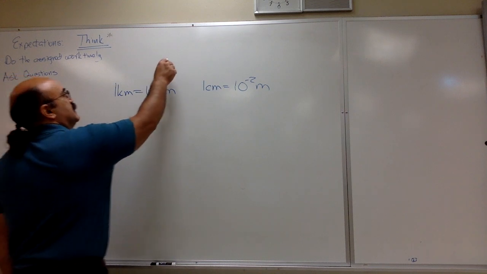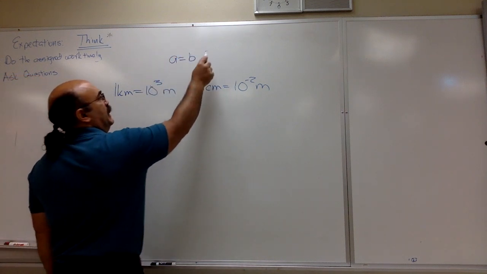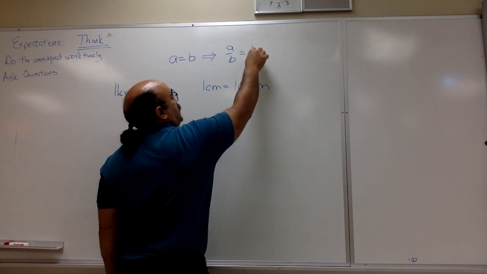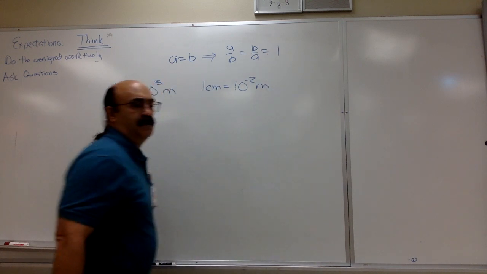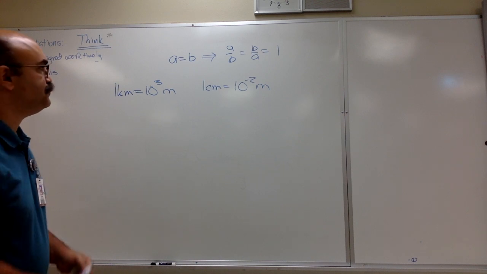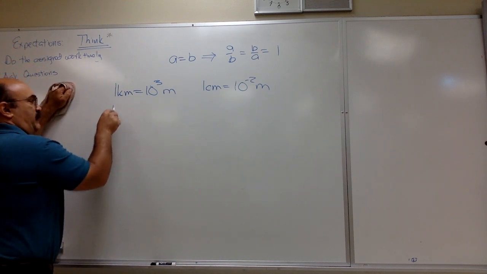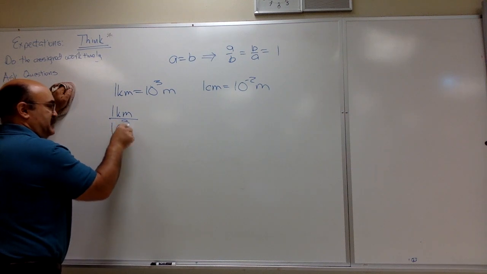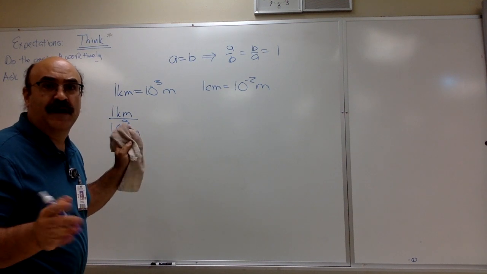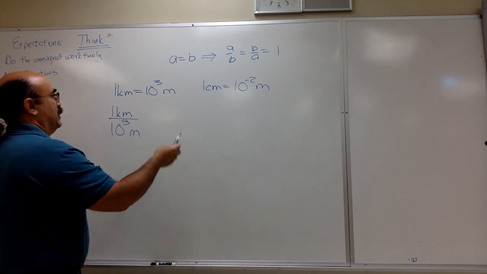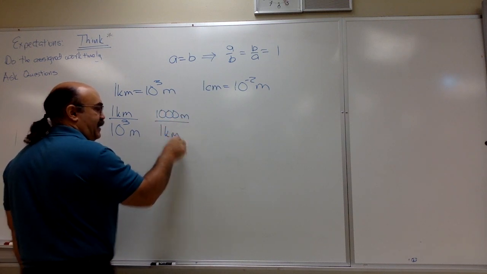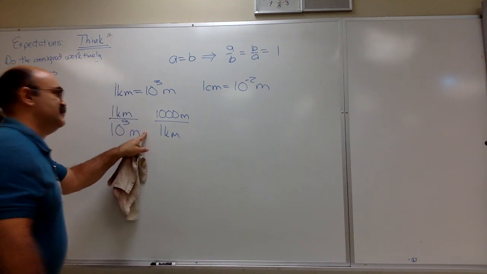So, always, if you have an equivalence A over B, this yields 2 conversion factors. A over B, which is equal to B over A, which equals 1. Because they are equivalent. So, I have 1 kilometer per 1,000 meters. And if you wanted to write it out as 1,000 instead of 10 to the 3rd, that's fine. I do it that way because it's just quicker. Or I could write it as 1,000 meters per 1 kilometer. Absolutely correct. There's my 2 conversion factors from here.